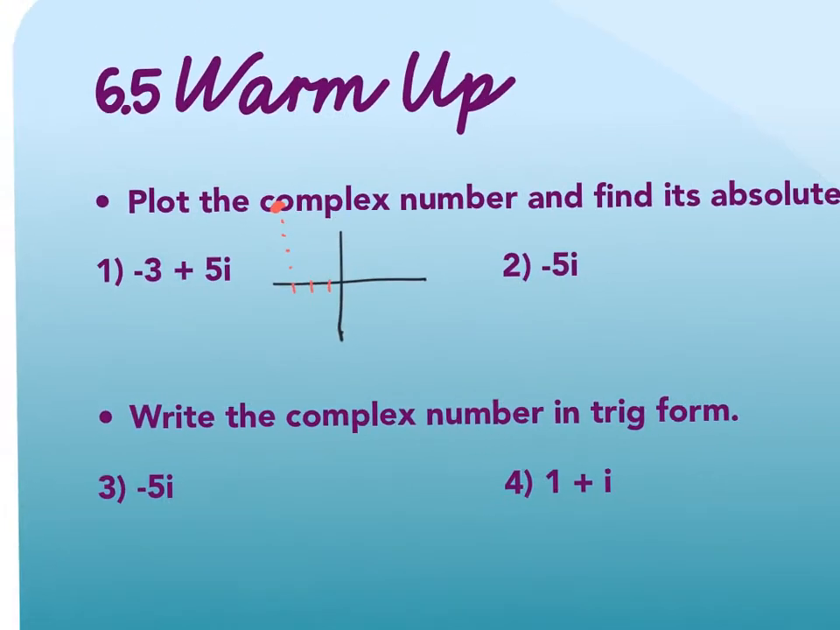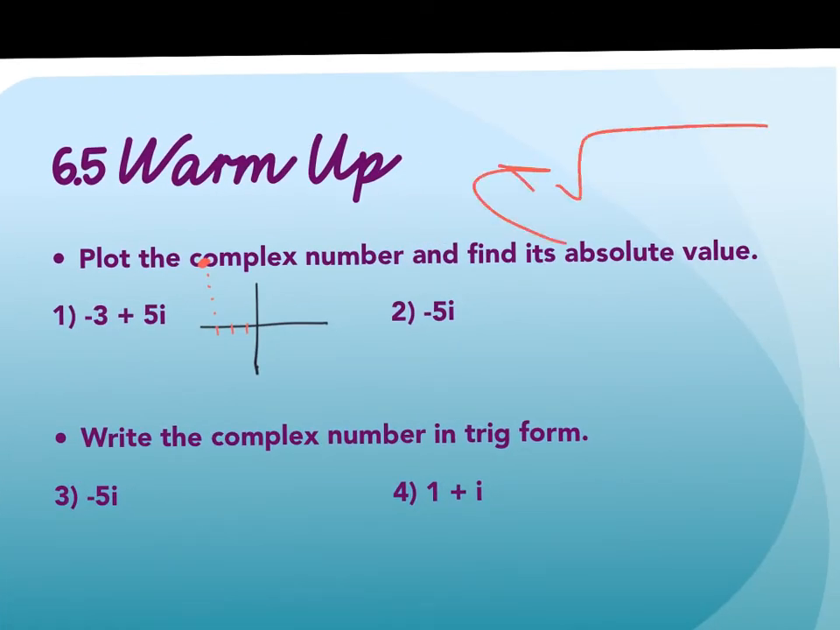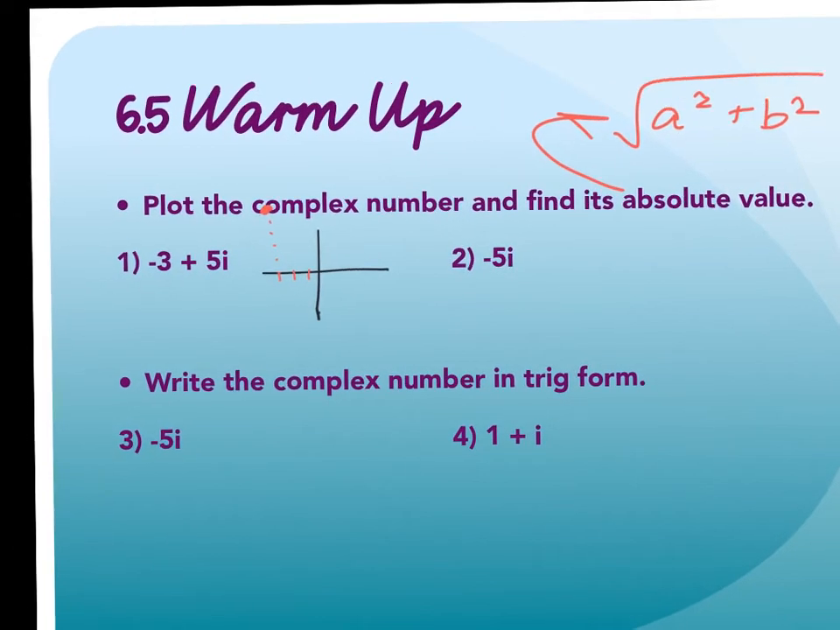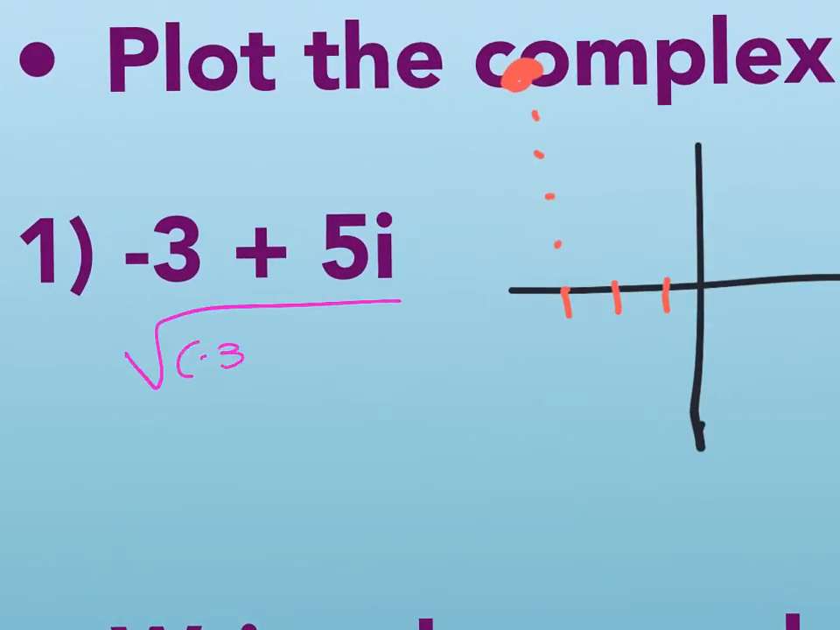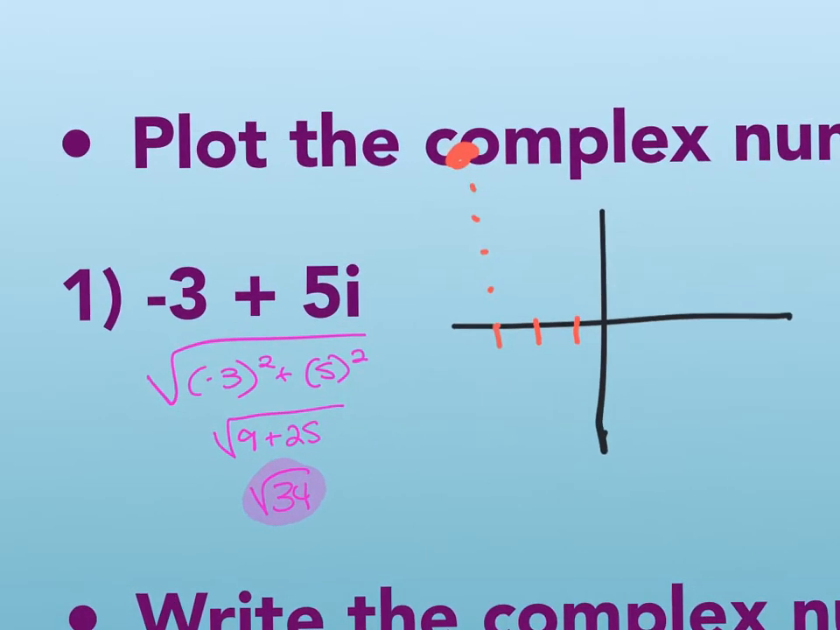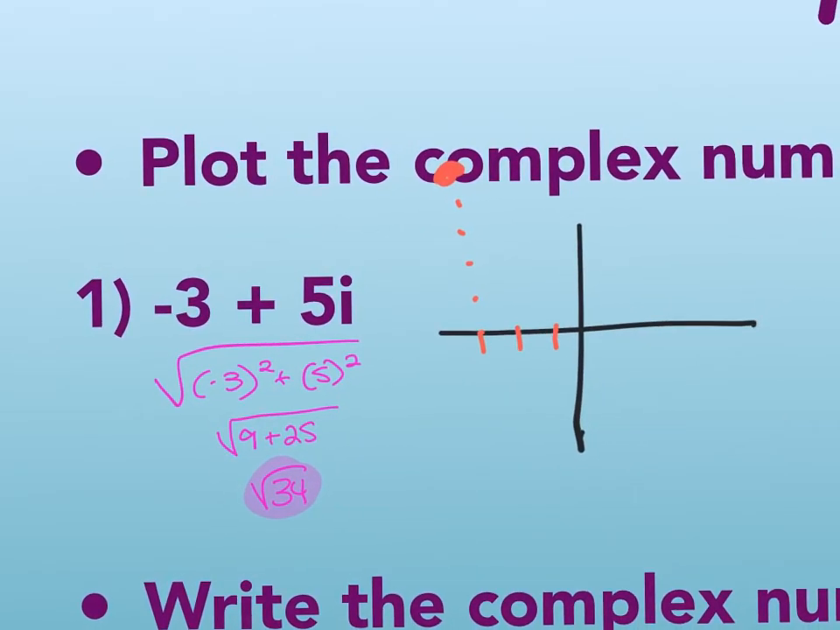And then to find the absolute value, we're doing the square root of a squared plus b squared, just like we do for magnitude, radius, all that good stuff. So the square root of -3 squared plus 5 squared, we don't take the i, we leave the i off, and I get 9 plus 25, which is the square root of 34. So it would be the distance from 0,0 to that point, okay? That would be the same measurement. But when we graph, we're just graphing the point itself.